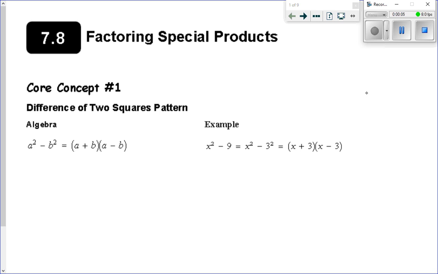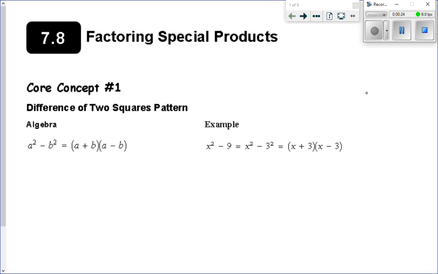So we are moving on to Unit 7.8, which we talked a little bit about in class today. We are going to factor the special products that we learned about a while back, and we've got the difference of two squares to start off with. We talked about this a little bit in class.